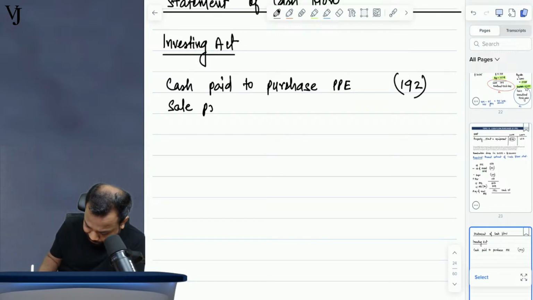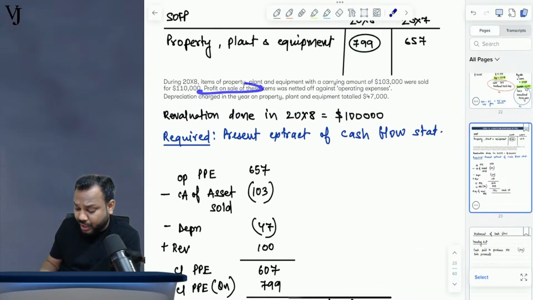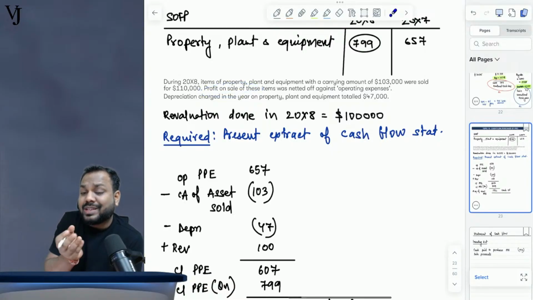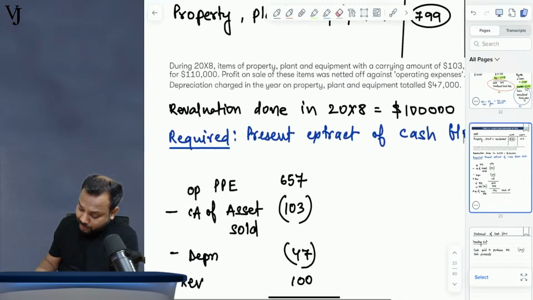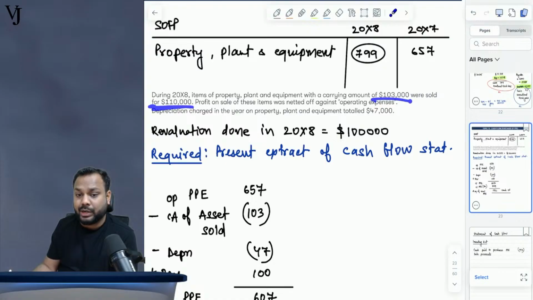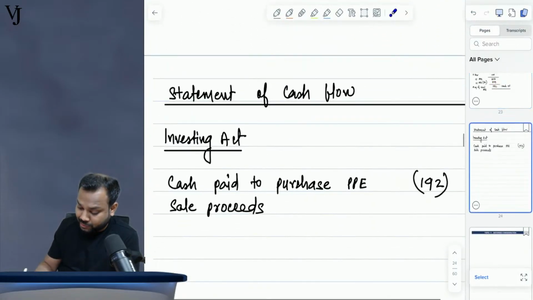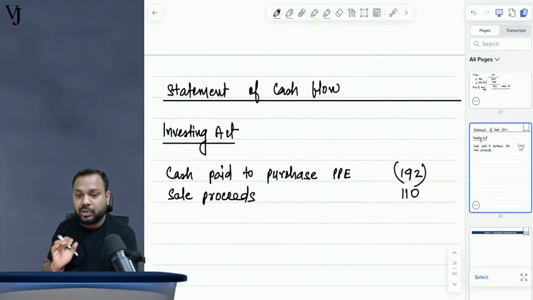Sale proceeds. What was the sale proceeds? See, understand, the inflow is not the profit. Cash inflow is the sale proceeds. The carrying amount was 103 and it was sold for 110, so ideally the profit made is 7. But what is the amount that will go to the cash flow statement? Sale proceeds of 110 will go here, not the profit. The whole amount of sale proceeds is your cash inflow. I believe you are understanding this concept of statements of cash flow.